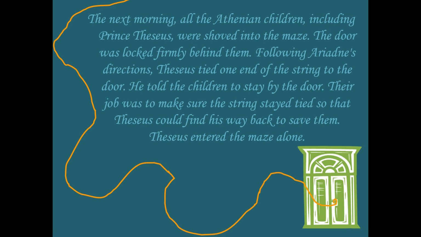The next morning, all the Athenian children, including Prince Theseus, were brought into the maze. The door was locked firmly behind them. Following Ariadne's direction, Theseus tied one end of the string to the door. He told the children to stay by the door. Their job was to make sure that the string stayed tied so that Theseus could find his way back to save them. Theseus then entered the maze alone.